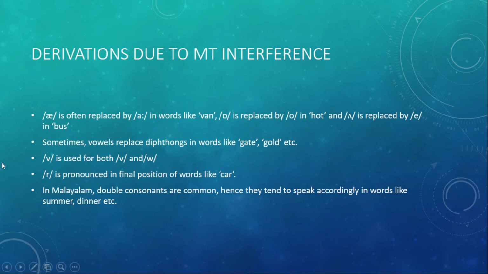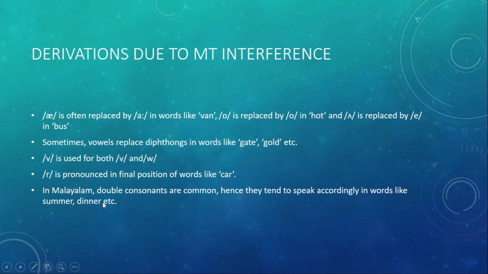And again, this is a point which we already stressed. V is used for both v and w. Instead of saying very well, we tend to say very well. Okay, we tend to bite our lower lip in both the words. Again, r is pronounced in final positions of words. Like in English, you say this word as car. In Malayalam, Malayali users say car.